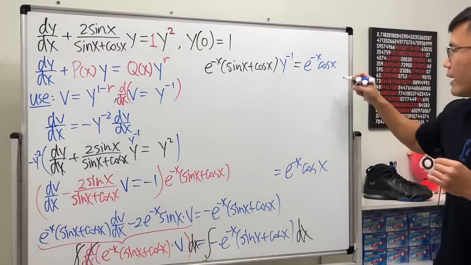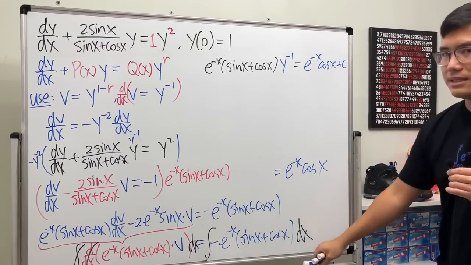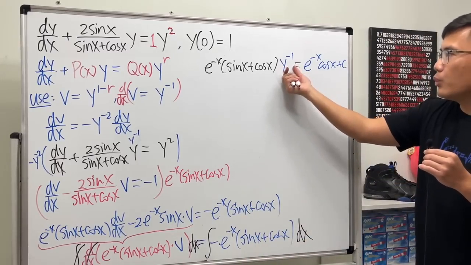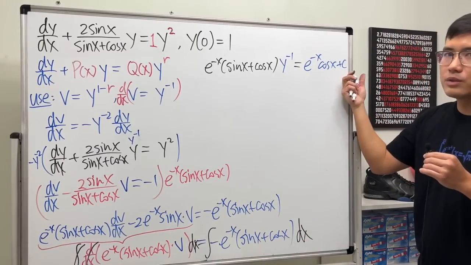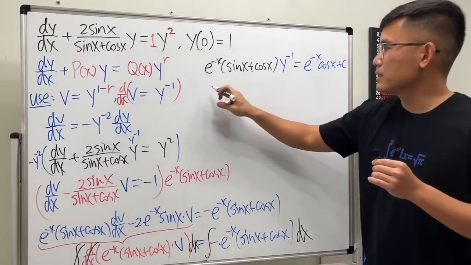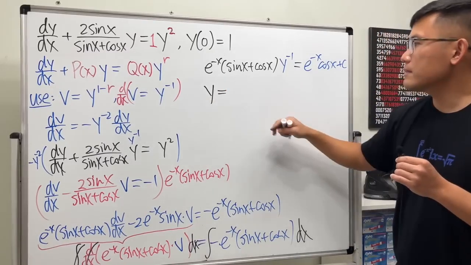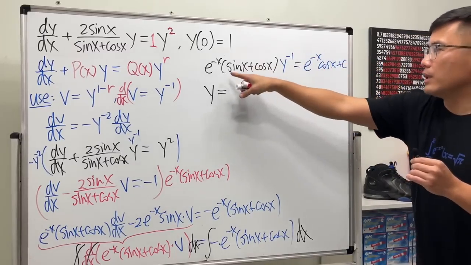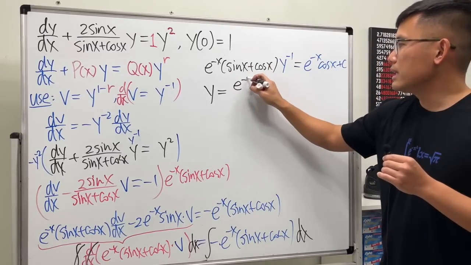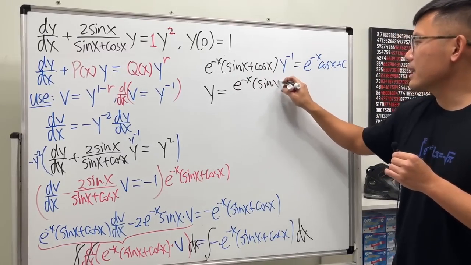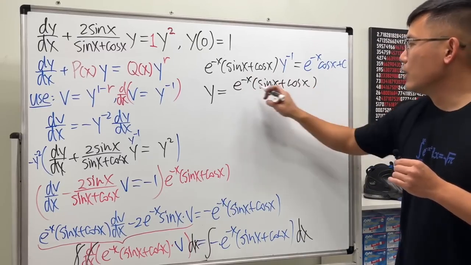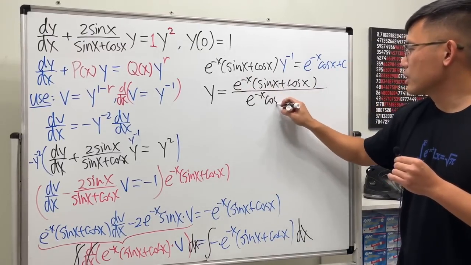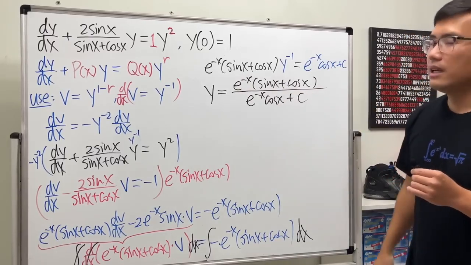And right here, right now, let's go ahead and put down the plus c. We're almost done. I'm going to divide both sides by y to the negative 1. So it becomes y to the positive 1. But I'll write that down first. So we have y to the positive 1. And I'm going to divide this to the other side. And then I'll write that down. So we have e to the negative x times sine x plus cosine x over this, so e to the negative x times cosine x plus c.